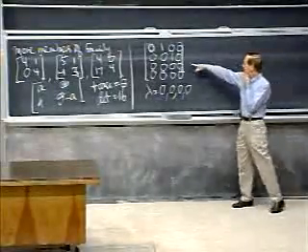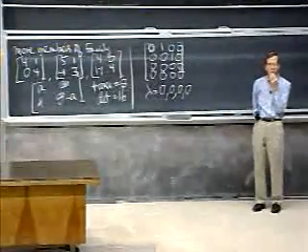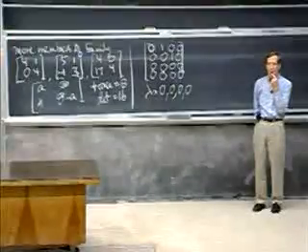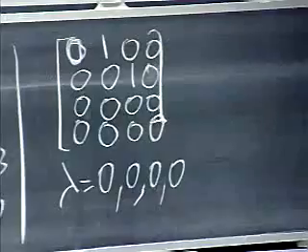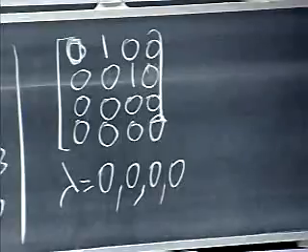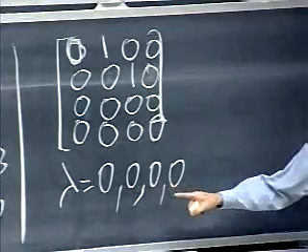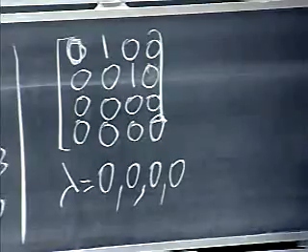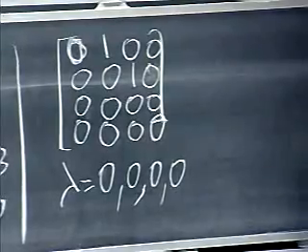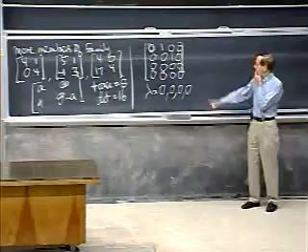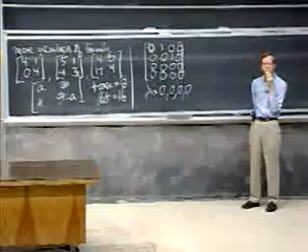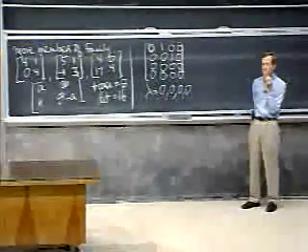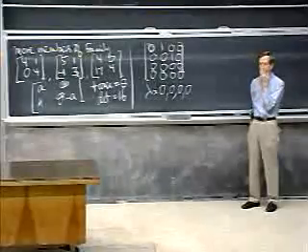How many eigenvectors does that matrix have? Well, since the eigenvalue is 0, eigenvectors are in the null space, right? Eigenvectors have got to satisfy Ax equals 0x. So what's the dimension of the null space? 2. Somebody said 2. And that's right.